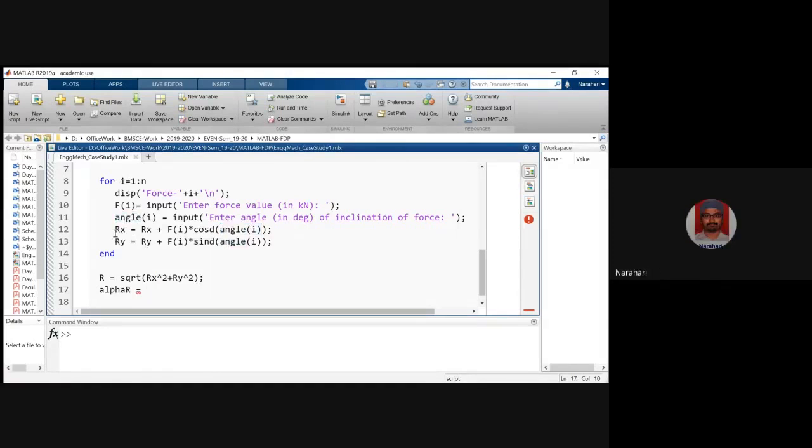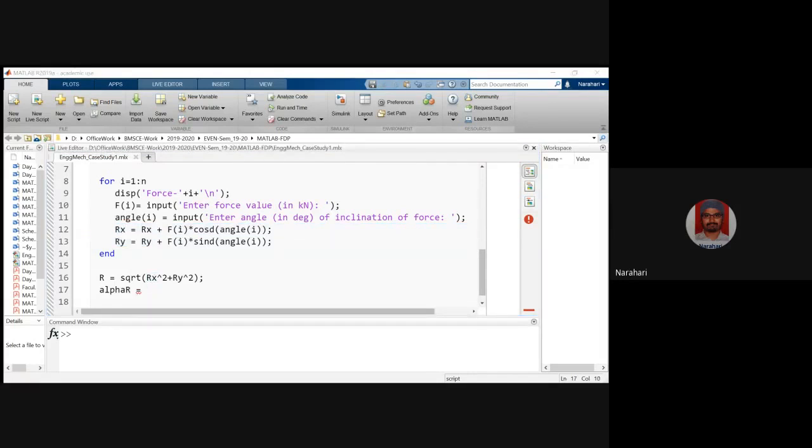So Rx and Ry remain as scalar only. Even after the whole for loop runs, Rx and Ry don't change in size. They change in value. So it is like Rx equals 0 plus 2 into 0.3, then Ry equals Ry plus 2 into 0.7. Whatever value you get, that will be that plus that, so it will just keep on adding simple numbers. Anyway, we will see. Just give me 2 minutes, you will understand.